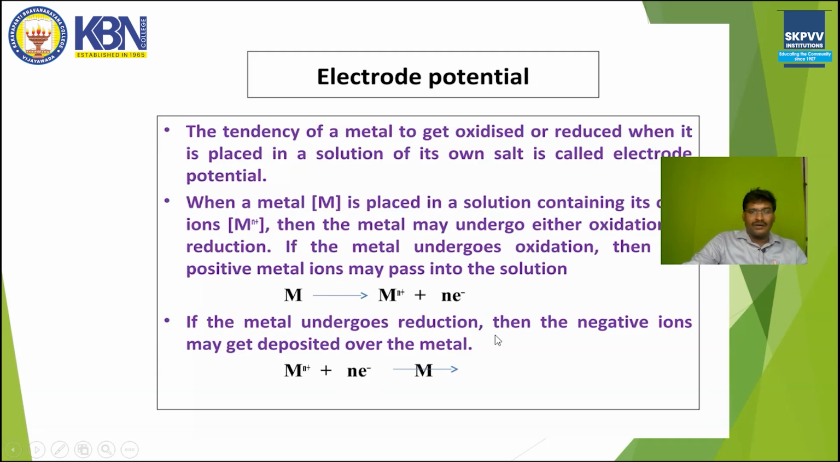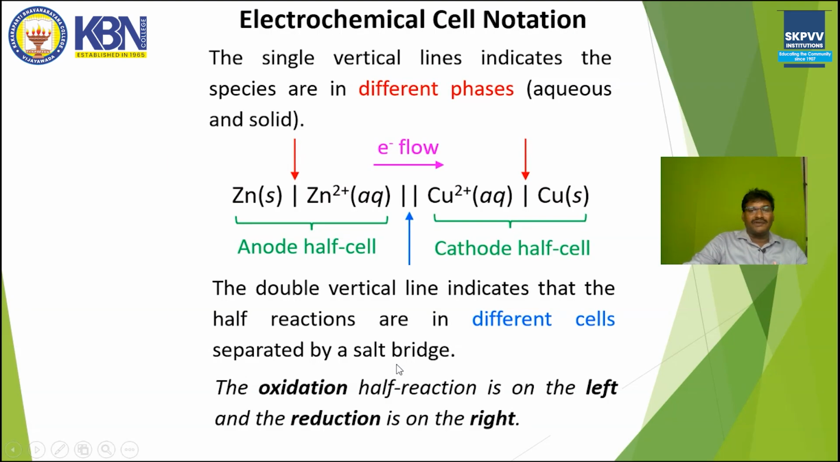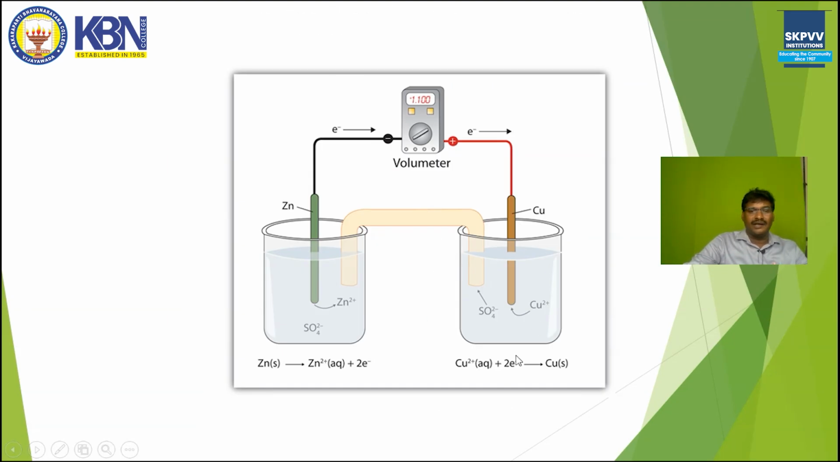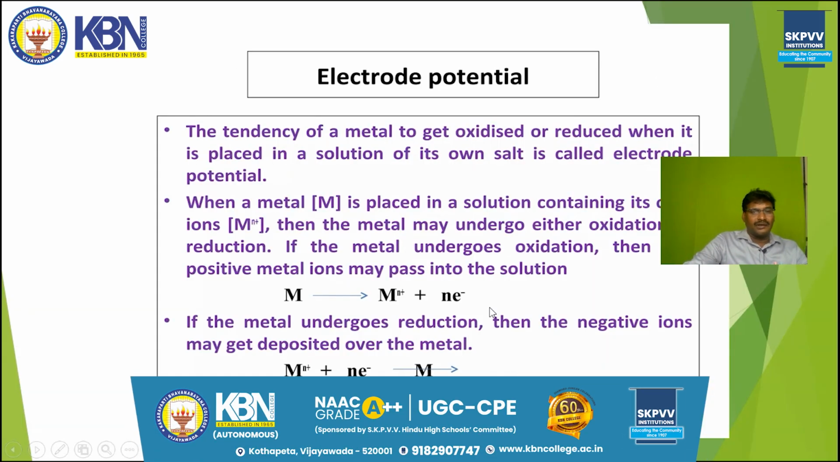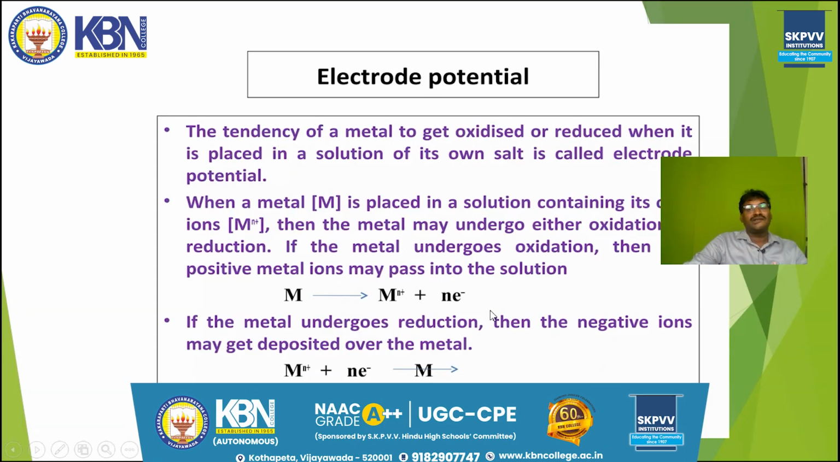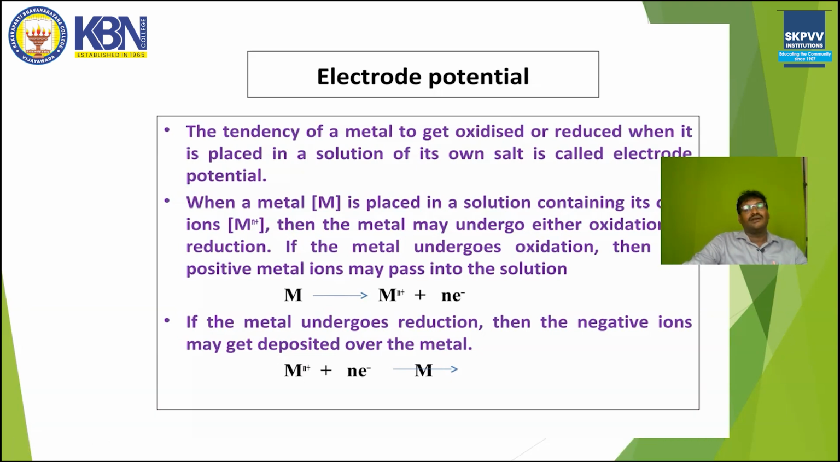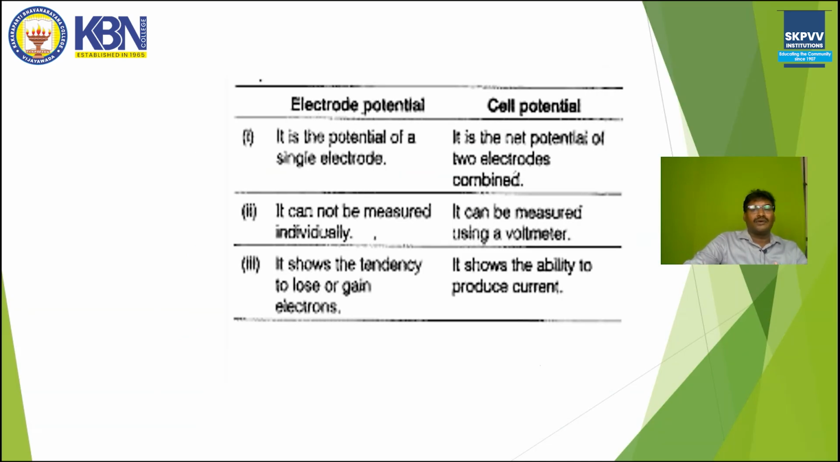If the metal undergoes reduction, the positive ions may be deposited over the metal, like this one. Here it is deposited. Here loss of electrons takes place, that is oxidation. Here gain of electrons takes place, that is called reduction. Here, what is electrode potential? That means when a metal is placed in a solution of its own ions, then the potential is developed either because of oxidation or because of reduction.